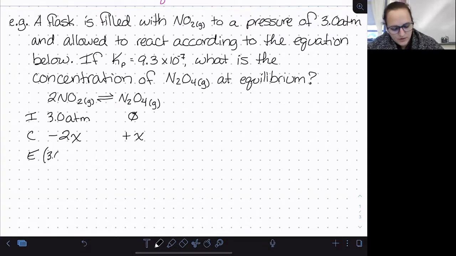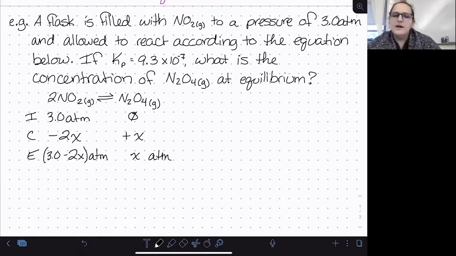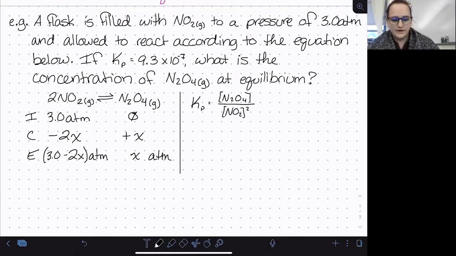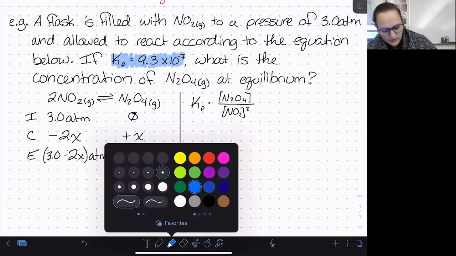So once we reach equilibrium, we will have 3 minus 2x atmospheres of NO2 remaining, and we will have x atmospheres of N2O4 that we have produced. So now we need to take what we know and plug it into our equilibrium expression. Our equilibrium expression, products on top, is N2O4, reactants on the bottom, NO2, which has a coefficient of 2, so it gets squared.